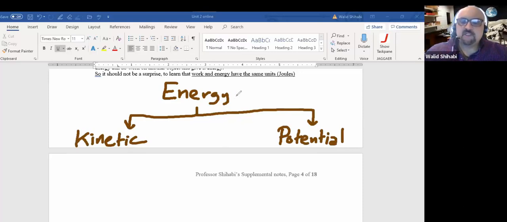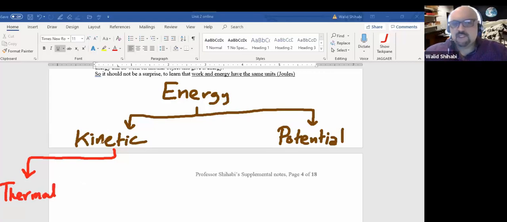This is the major classification of energy, kinetic and potential. Now, under this classification, there are sub-classifications. Under kinetic energy, we have several types: thermal energy, thermal kinetic energy. Notice here, when we talk about kinetic energy, we are talking about objects in motion. Kinetic energy has to do with motion.